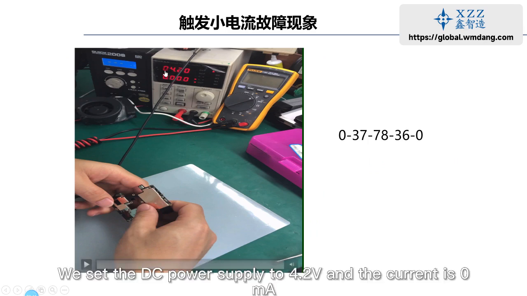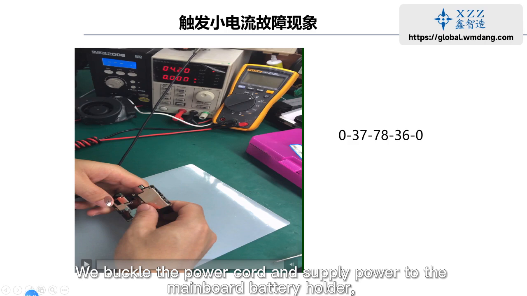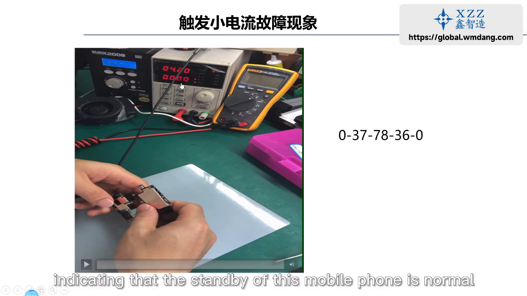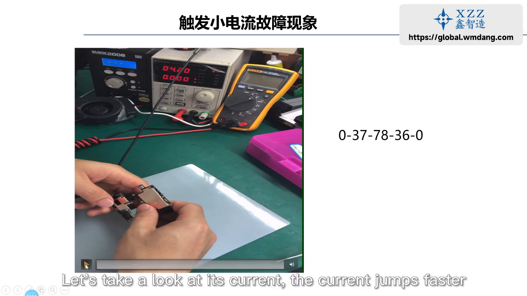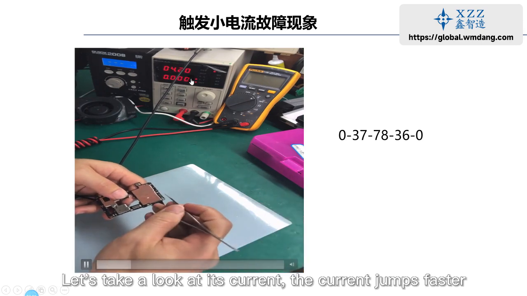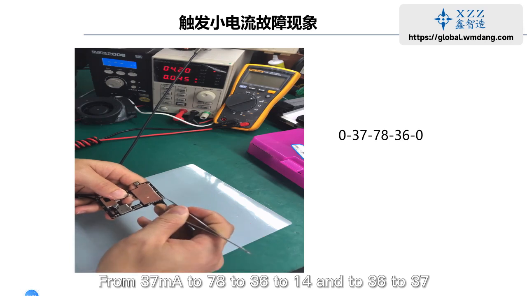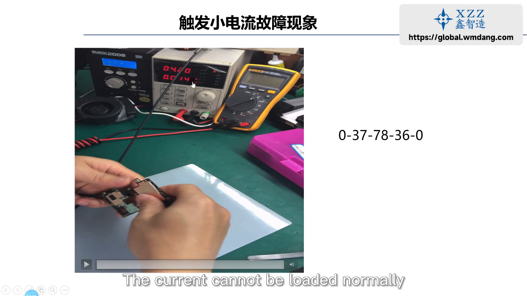Let's look at another fault. We set the DC power supply to 4.2 volts and the current is 0 milliamperes. We buckle the power cord and supply power to the mainboard battery holder. Its current is still 0 milliamperes, indicating that the standby of this mobile phone is normal. Let's take a look at its current. The current jumps faster, from 37 milliamperes to 78, to 36, to 14, to 36, to 37. The current cannot be loaded normally.